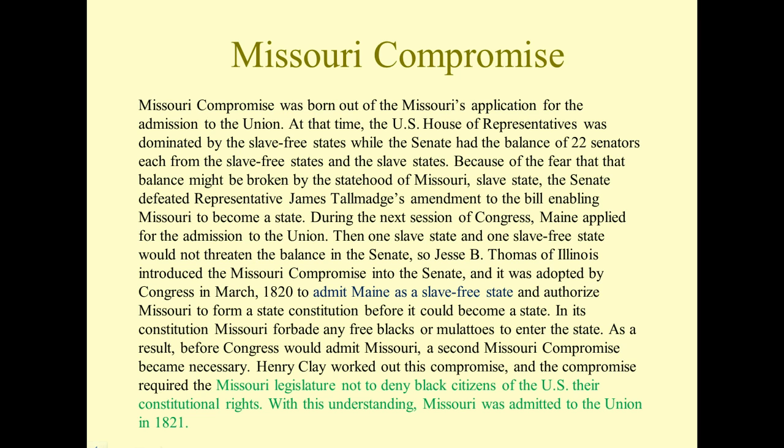But Congress wasn't going to go for that. Congress decided that before Missouri could be admitted, Henry Clay had to get together with some people and come up with an addition to the compromise, often referred to as the Second Missouri Compromise. Missouri was required to write a constitution that would allow black citizens into their state. And in 1821, Missouri was added to the Union.